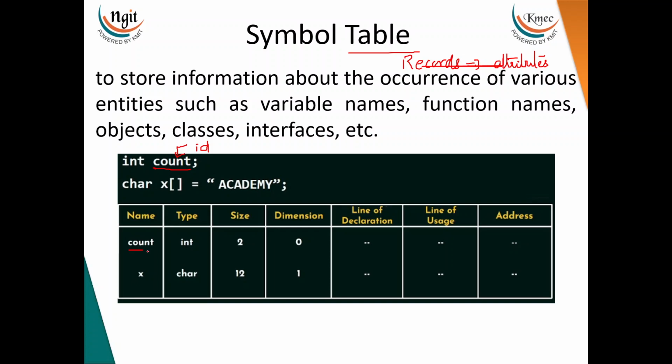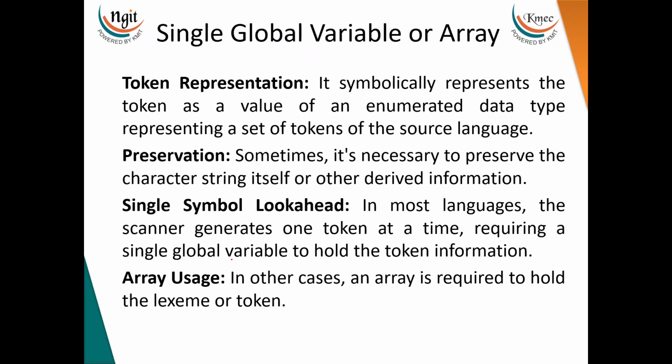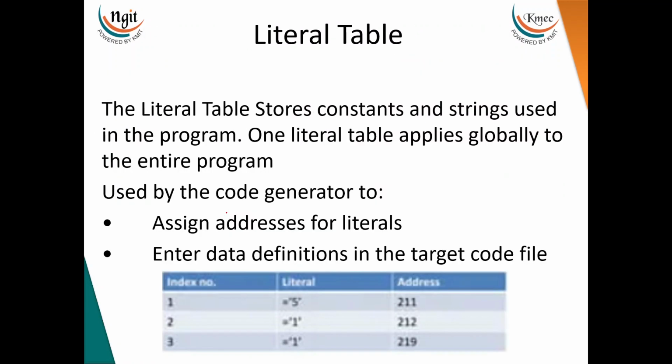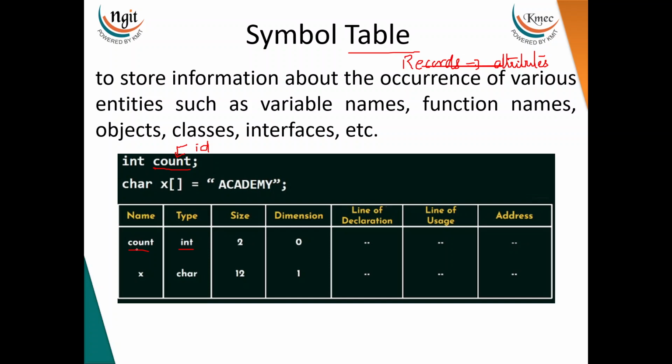So what is the name? Count. What is the type? Int. If it is a single variable like this, a single symbol, we cannot store other information except the name of the identifier or token. And if you want to store more information, you can go for arrays or you can go for the most powerful data structure called the symbol table.